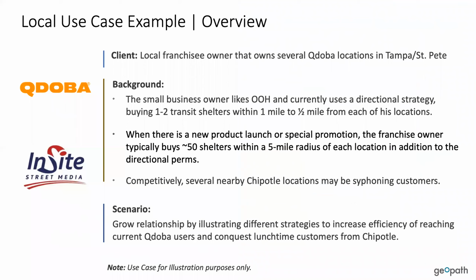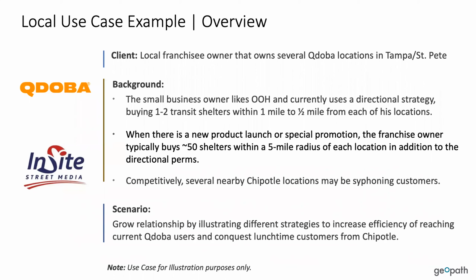So here's the local use case example. This is just to set the stage. Here's the overview. There's a local franchisee owner in the Tampa-St. Pete area, who owns several locations, I believe up to 5 locations. I think we're going to focus on just a handful today. And the owner likes out of home, right? Uses it, but really very much a directional strategy.